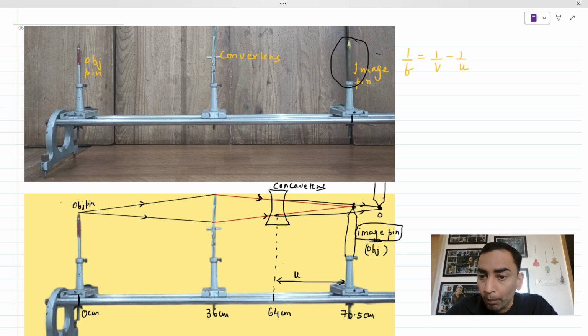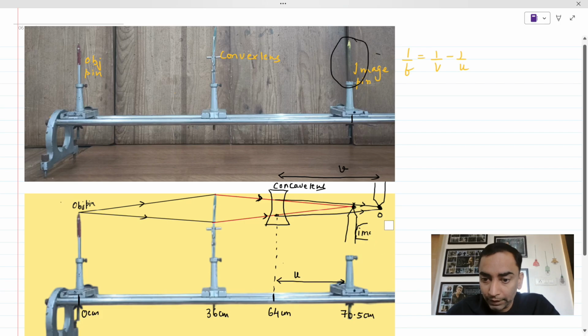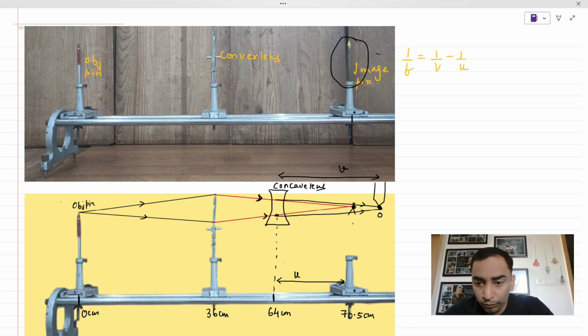So now again, to find the distance between the final image and the concave lens, this distance v, I have to shift this image pin backwards and remove the parallax error. This is what I have done previously, and this is what I'm going to do right now also. So I'm going to remove the parallax error and place this image pin over here, and the position which I received was 76.5 centimeter. So the distance from here to here will be v.